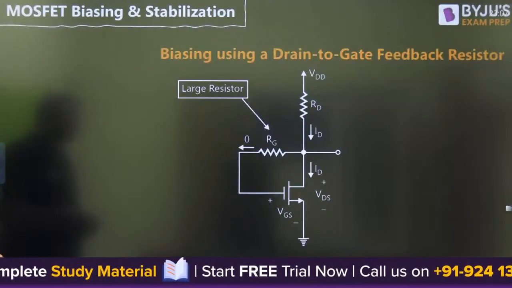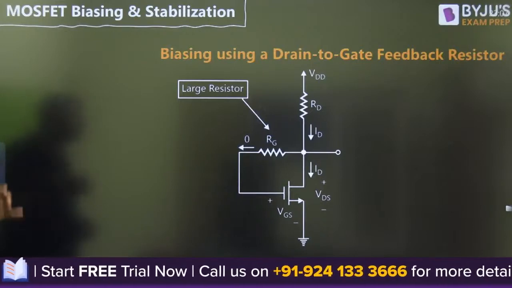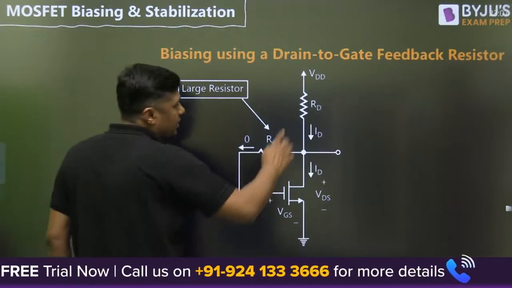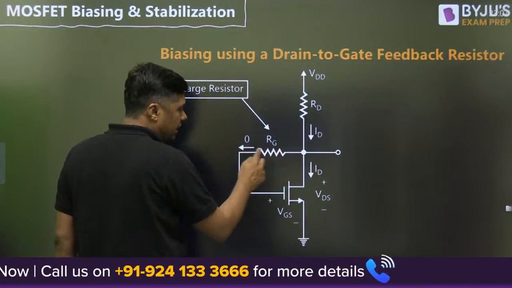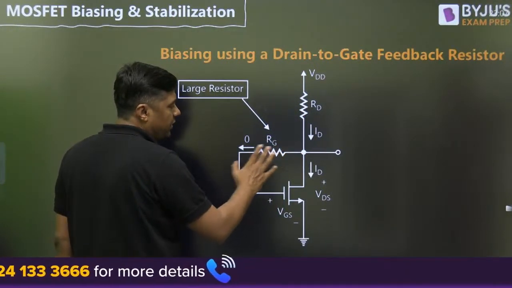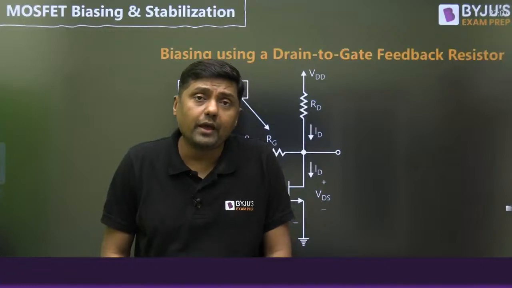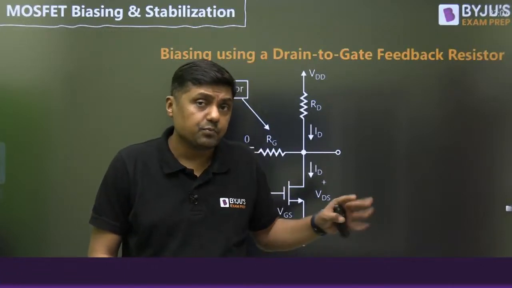Then the next important thing is what? Biasing using a drain to gate feedback resistor. Watch this. Here we are connecting a resistor between drain and gate. That is called the drain to gate or feedback resistor, and this is the circuit. Again, it will provide you negative feedback and the Q point is stable in this circuit.